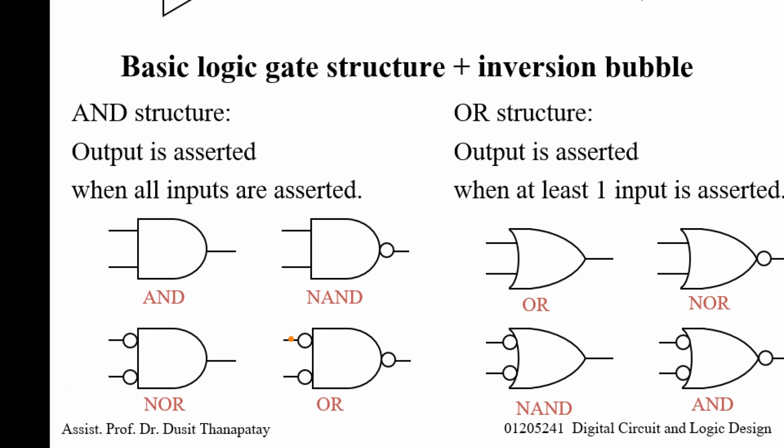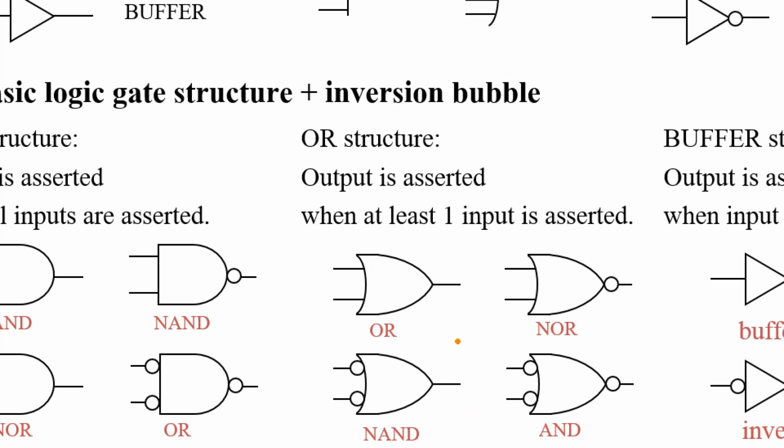How about this one? When I apply 1 here, 0 here, this one is not active, this one is active, so the output is not active. And because the output is active low, when it's not active, the value is 1. That's all. So you actually need not know the name. You just know whether the main body is AND or OR. After that, we should consider active or not.